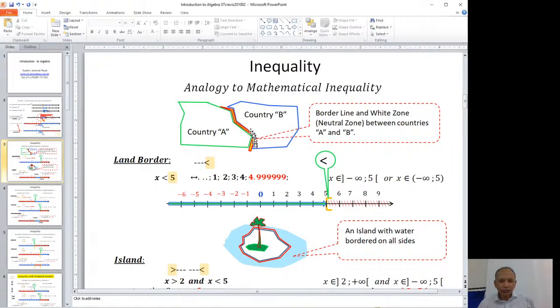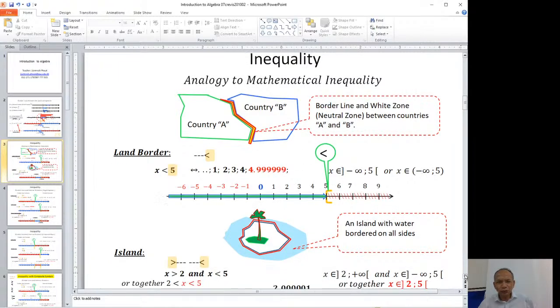here we have a border region, in yellow here. So it means like this one, a land border. Nobody can stay here on the borderline. If we use this symbol, bigger or smaller, greater than or lesser than, the inequality symbol, we cannot stay on the border. Okay, the border is a neutral zone.